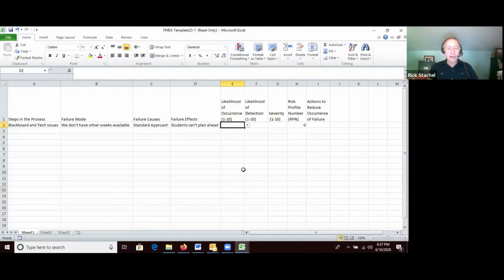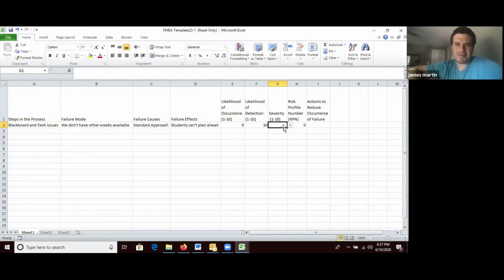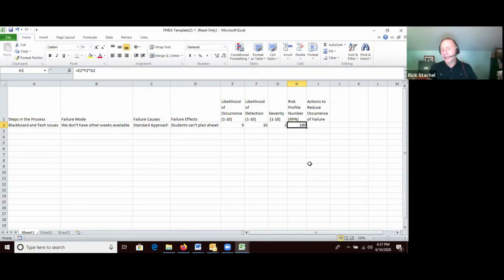So if we wanted to look at this, what's the likelihood of this occurring? Well, we already know that our likelihood is pretty high, although I did change it, right? What's the likelihood of detection? Well, it's really high because you guys have detected it. What's the severity? That's an important one. How much does it impinge upon your convenience? It's a convenience factor, so probably 1 or 2. Okay, that's fair. So I already did this, so it's 180, right?